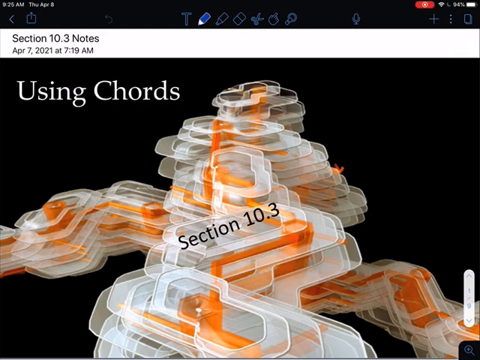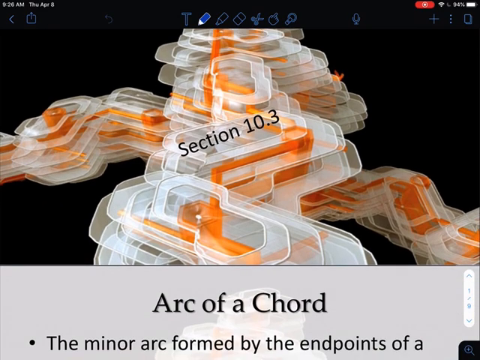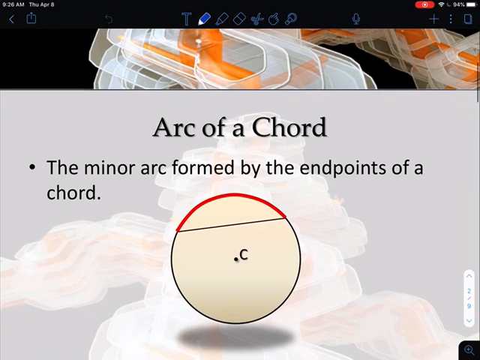All right, we're going to start in on the next section of chapter 10, which talks a little bit more about chords. We learned these in the first day. They're the segments that go from one edge of a circle to the other. Now we're going to talk about how to use these with some of the other parts of a circle.